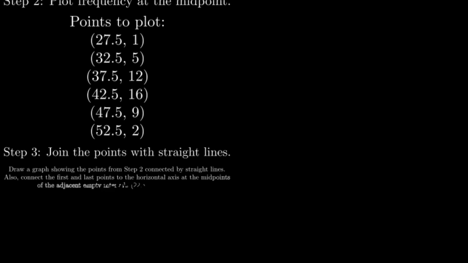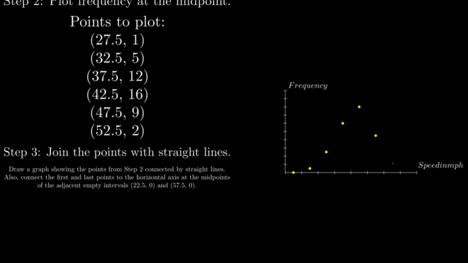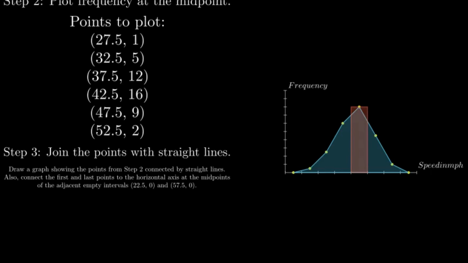The third and final step is to join the points we plotted with straight lines. To complete the polygon, we also typically ground the line by connecting the first and last points to the horizontal axis. We do this at the midpoint of the class interval that would come before our first one and after our last one, assuming they have a frequency of 0. This creates a closed shape, a polygon. The resulting frequency polygon clearly shows the distribution of car speeds, with the peak indicating the modal class, which is the class with the highest frequency.